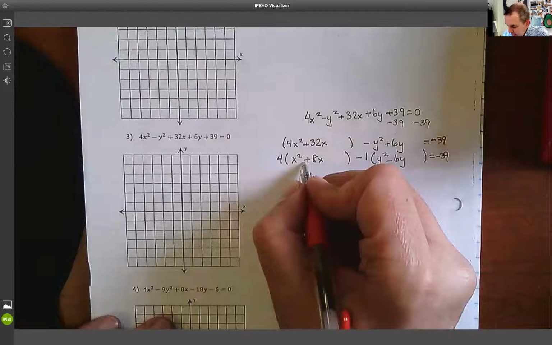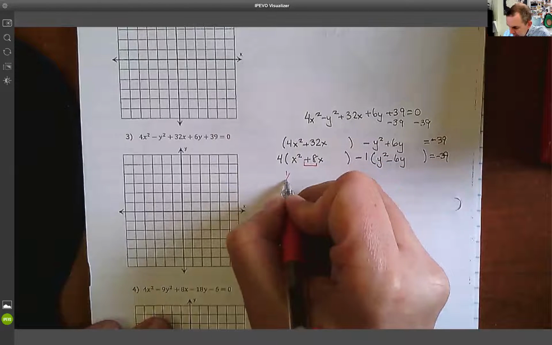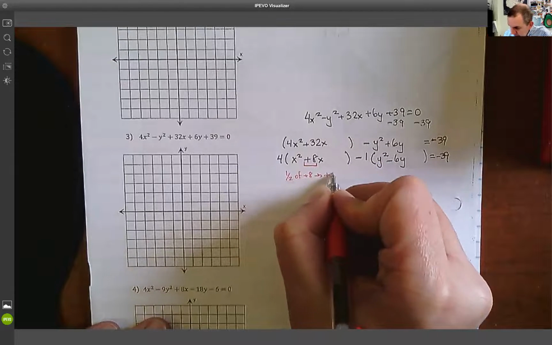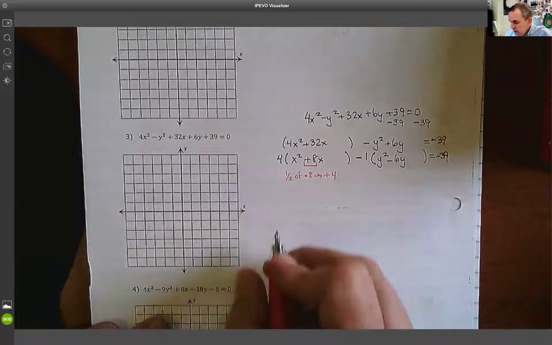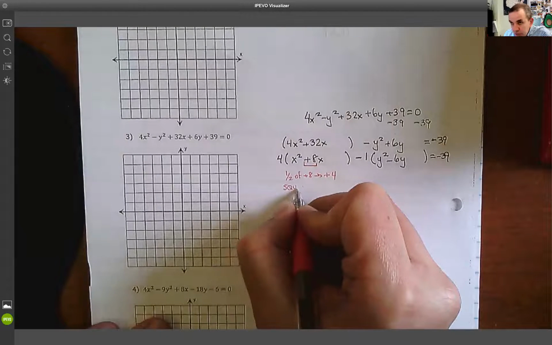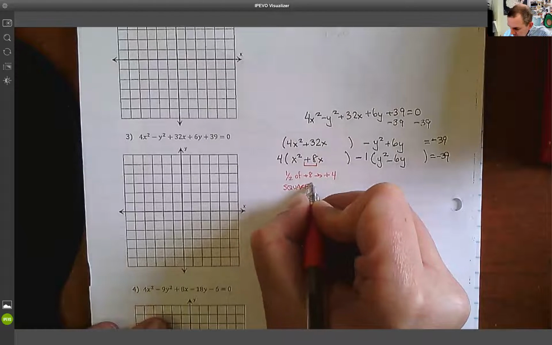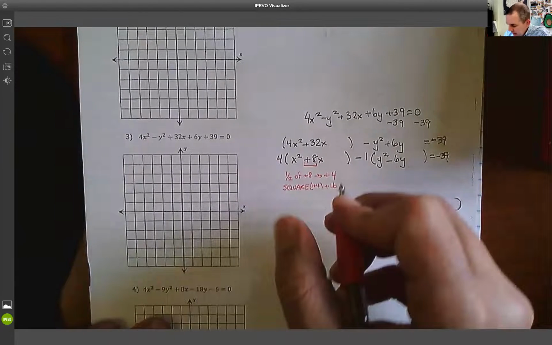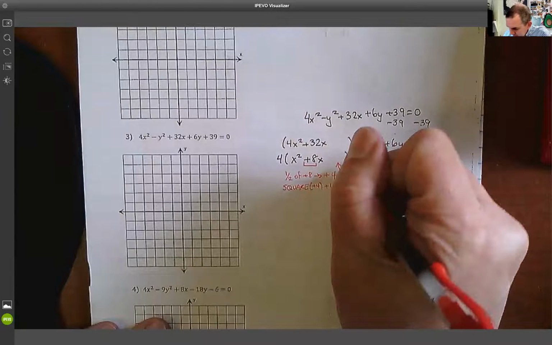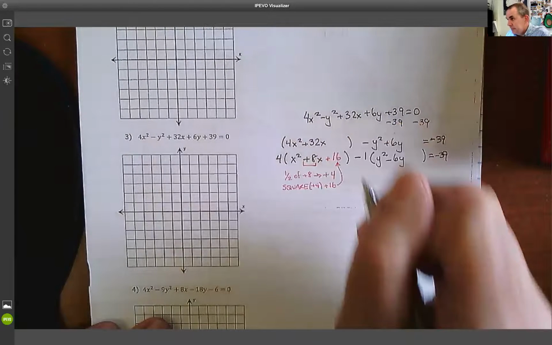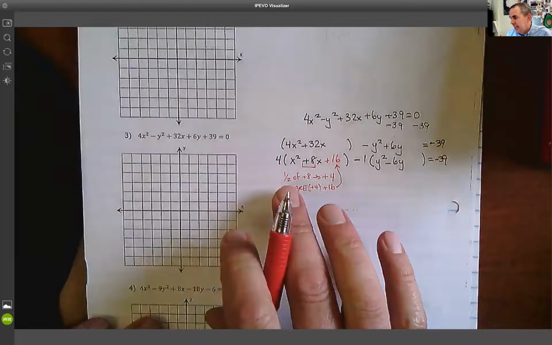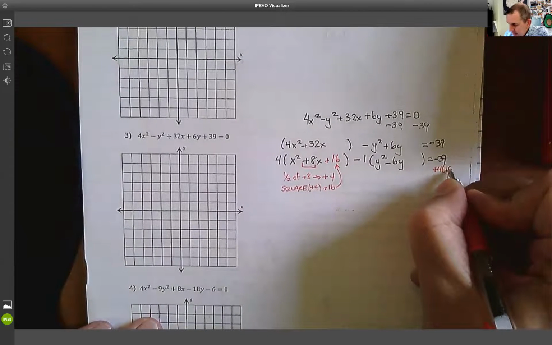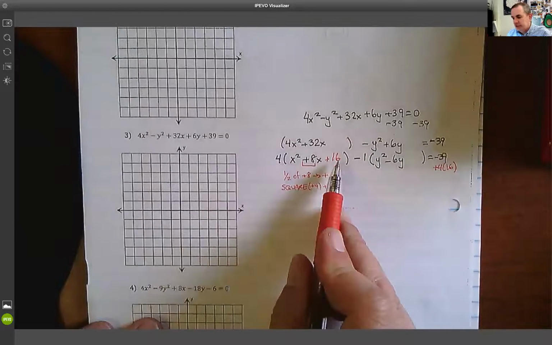The way you complete the square is we're going to take half of that positive 8. When we take half of that positive 8, we're going to get a positive 4. We're going to square that number. So we're going to square our positive 4 and get a positive 16. That positive 16 goes up here. So this is where I'm going to put the plus 16. And because I added it to one side, I'm going to have to add 4 times 16 to this side. 4, 16.